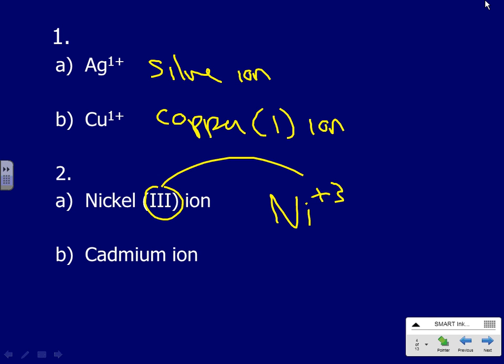What's the oxidation state of cadmium? Is it +2? Cd +2. So you need to be good with your periodic table. You need to be able to find things, right? I need you to know where cadmium is, it's one of these guys here, +2. Got to be able to find it fairly quickly.